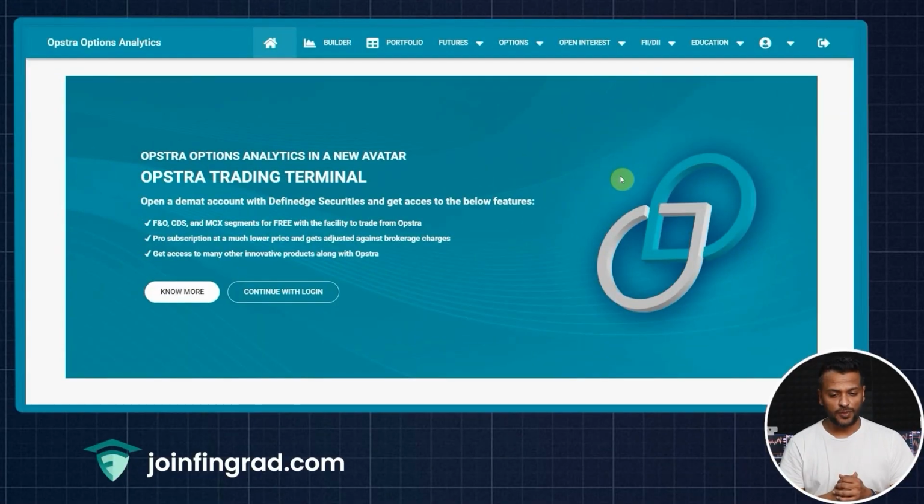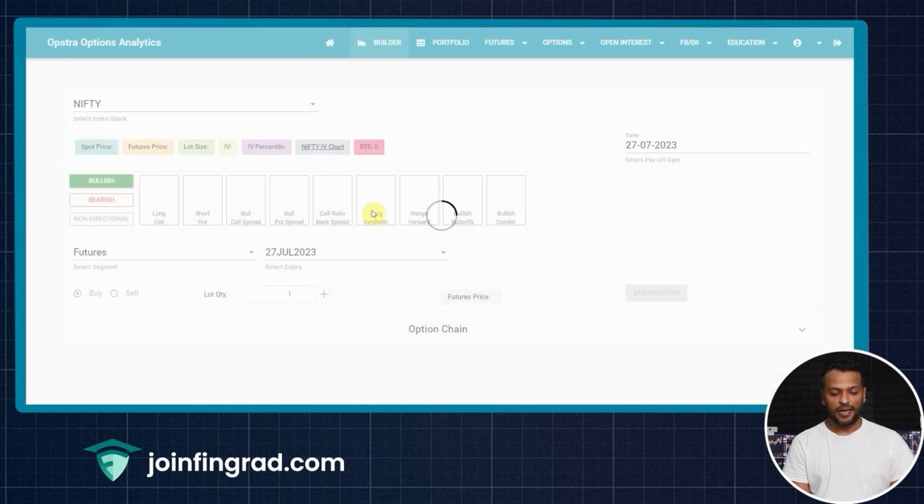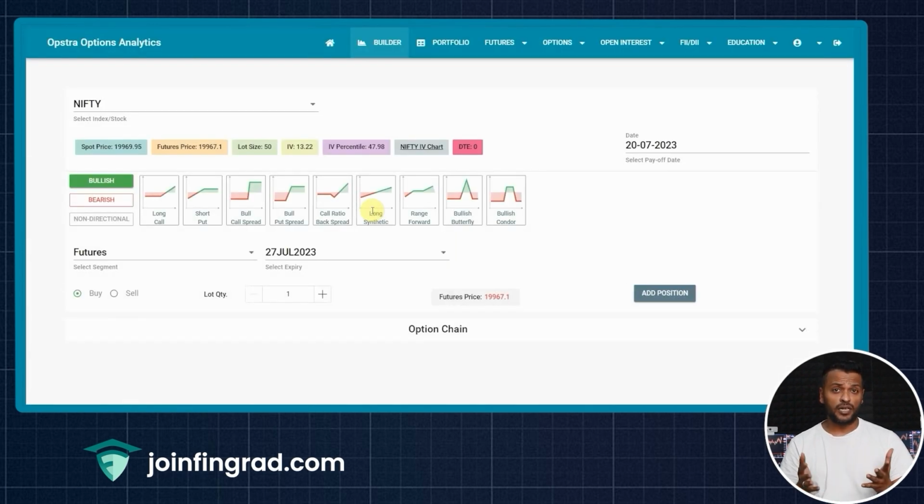Now if you were to focus on my screen, I have gone to the website opstra.definedge.com. This is not a promotion. This is a platform which I generally use for the purpose of testing out strategies. So we'll go to the options builder, that is the strategy builder here. And we are looking to build a strategy of straddle first. So we'll have to take two at the money strike prices. Now, if you look at it, the spot price is around 19,969. So which means 19,950 becomes your at the money strike price. So we'll choose options.